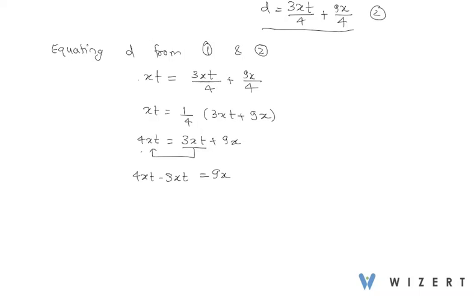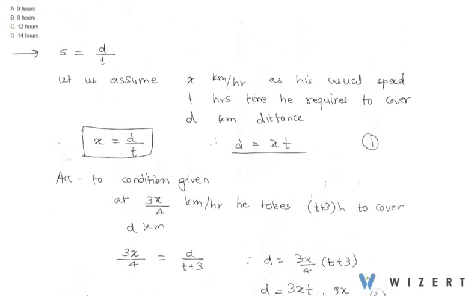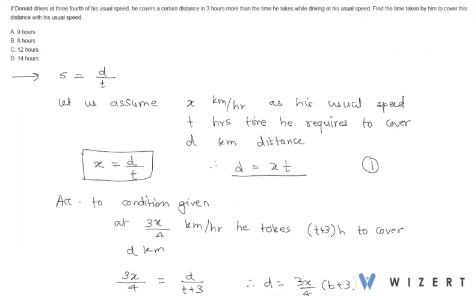Now these two get subtracted and we get xt is equal to 9x. x gets cancelled out and we get t is equal to 9 hours. So let's see what are the options. Yes, the answer is option A.